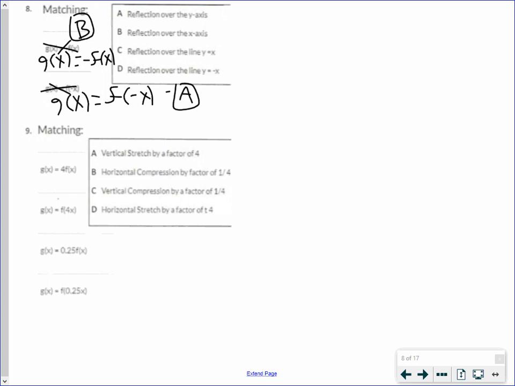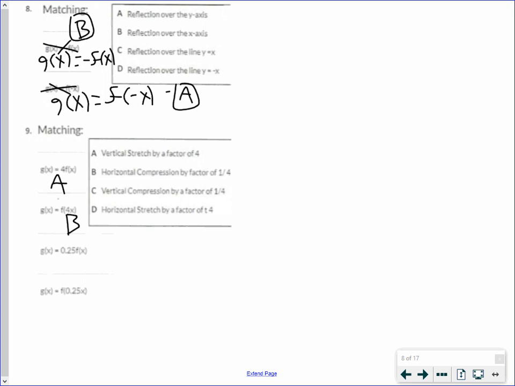For 9, we're doing the same thing, the matching. The first one says g of x equals 4 times f of x. If it's outside the f of x, that means we're having a vertical stretch by a factor of 4. So our a value in this case is 4. G of x says f of 4x. It's inside of the parentheses, so it's 1 over b. So our b in this case is 1/4, and it's going to be a horizontal compression by 1/4.